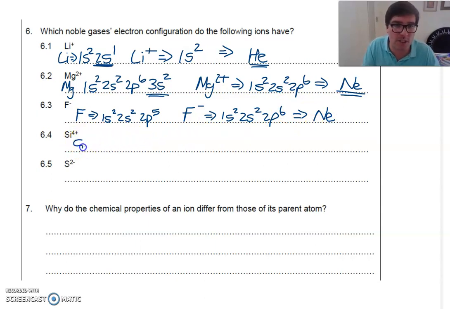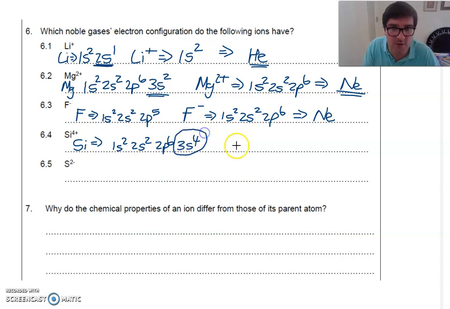Silicon has 14 electrons, so if it becomes a silicon ion, it goes from 1s2, 2s2, 2p6, 3s4, and if it's becoming 4 plus, it means it's losing those 4 electrons. So the silicon 4 plus ion is 1s2, 2s2, 2p6, which is similar to that of neon.